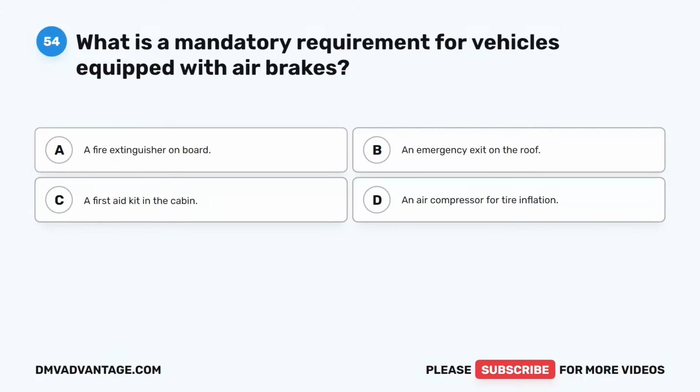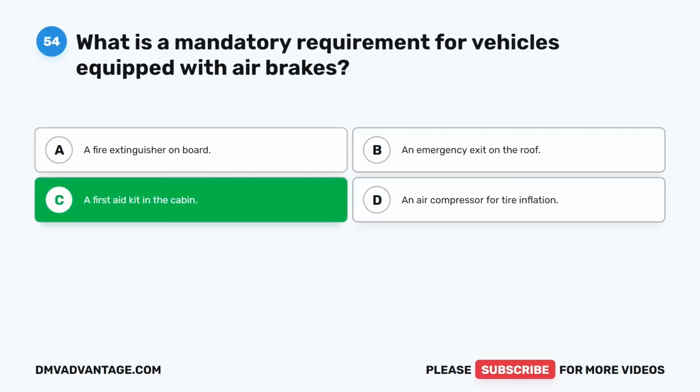A. A fire extinguisher on board. B. An emergency exit on the roof. C. A first aid kit in the cabin. D. An air compressor for tire inflation. The correct answer is C.